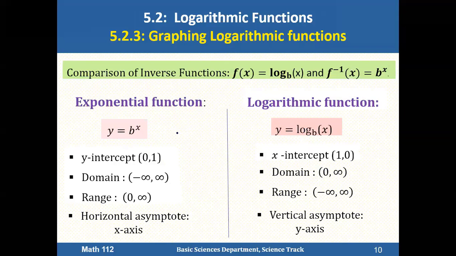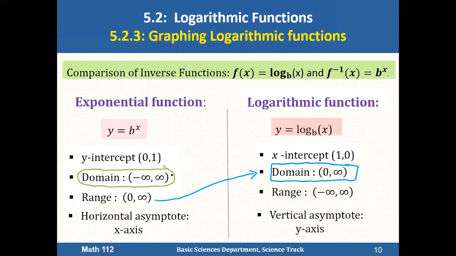ايش قلنا؟ Since they are inverse functions إذا الرانج of the exponential شو يصير؟ يصير هو domain of the inverse function. يعني هو domain of log. So the domain of log is the open interval 0 to infinity. So there is no log of negative numbers, no log of 0. Log of 0 is not defined, and log of negative numbers is also not defined. The range of the log هو domain of the exponential. So range of log is R.